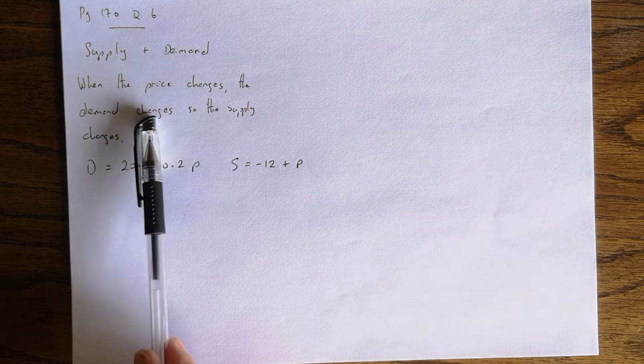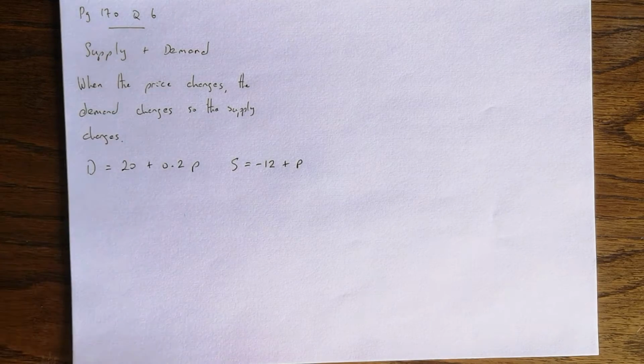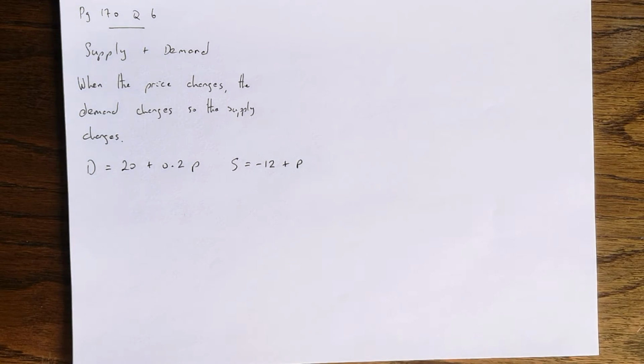Then, because the demand changes, the supply changes. Because the more people who want it, the more the manufacturers will make it. And the fewer people that want it, the less the manufacturers will make it. So it's called supply and demand from economics.